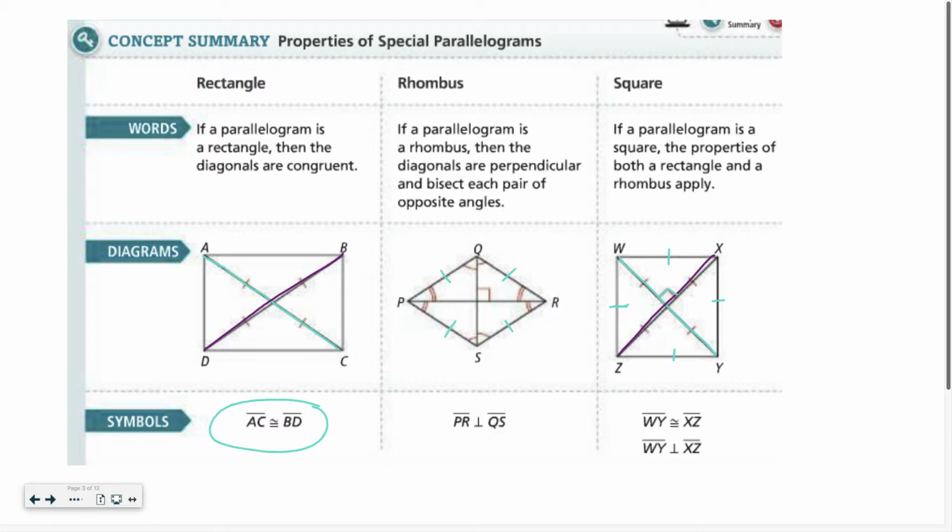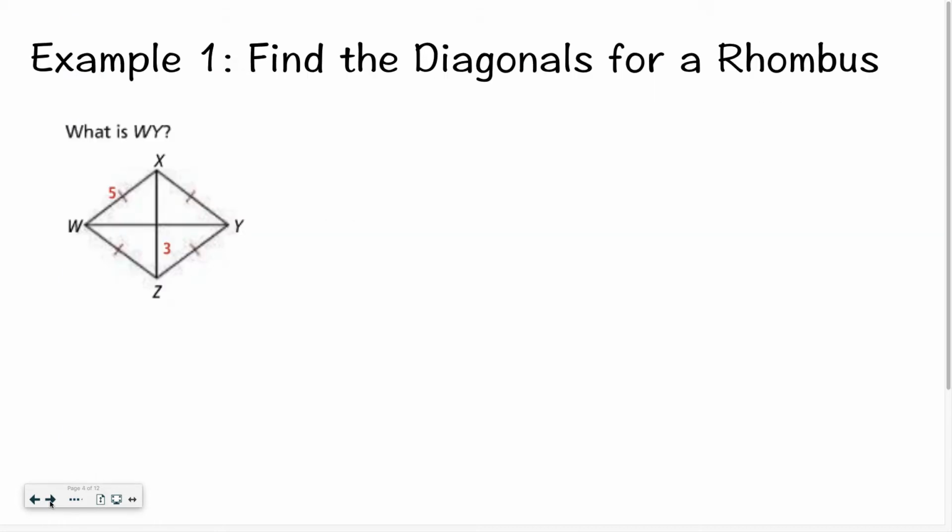And all of this information that I just said, you are going to use that to do lots of different calculations. So you really want to become familiar with those. So if we look at example 1, we want to find the diagonals for a rhombus. And I ask you, what is WY? Okay, so I want to think, if I'm talking about a rhombus, that means that my diagonals meet at a 90-degree angle.